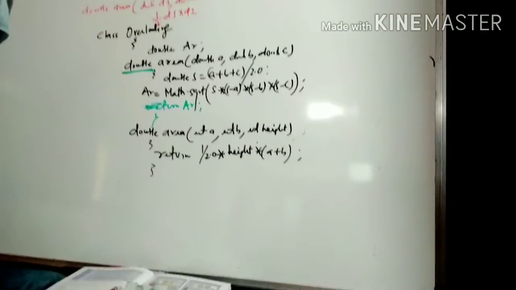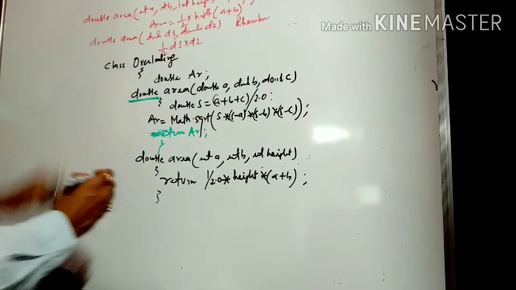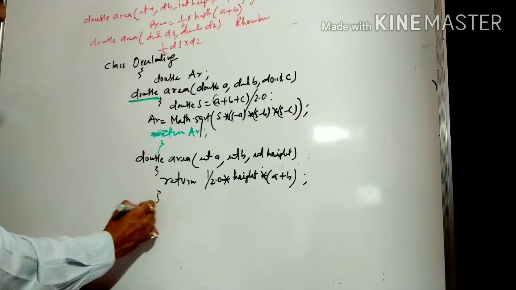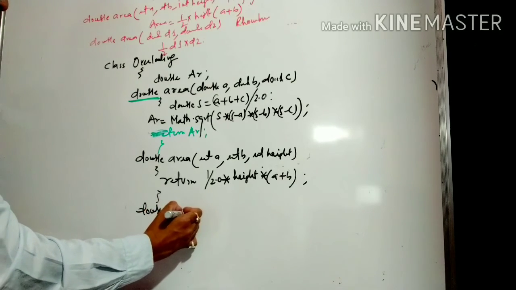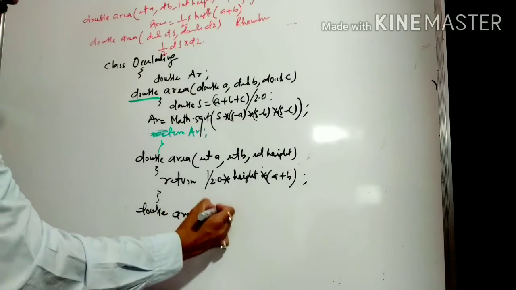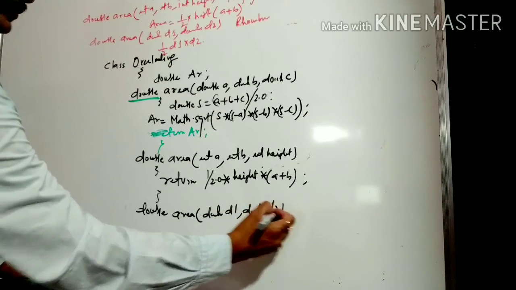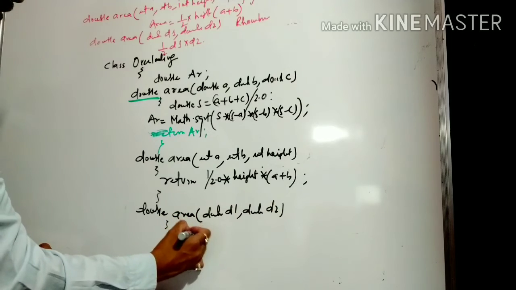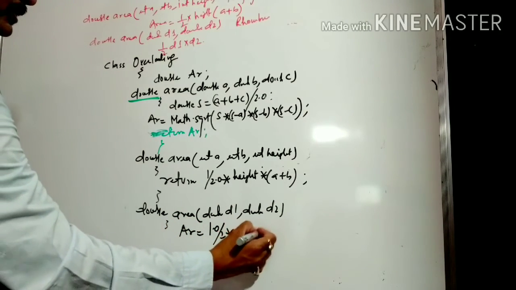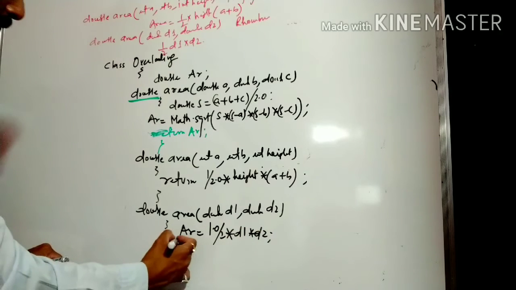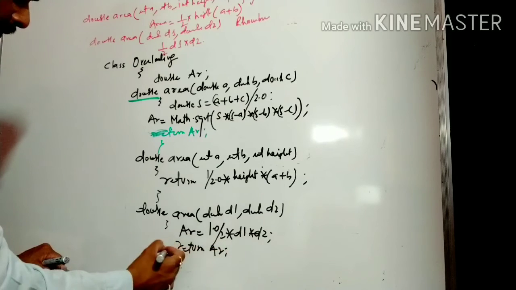One more method is there. The next method is here, this one. So here I am writing. I hope you children can see this one. Area, with double d1, double d2. If you want to store in ar, you can store 1 by 2 into d1 into d2, and finally you have to return it, not print it.